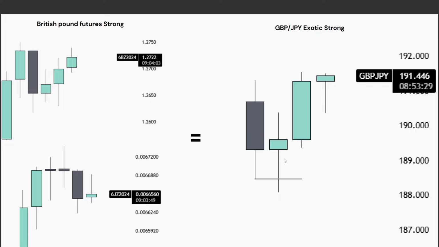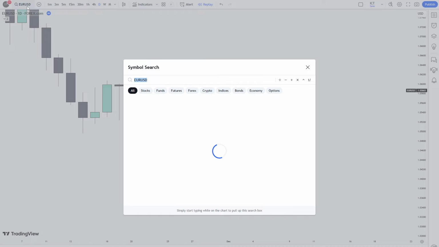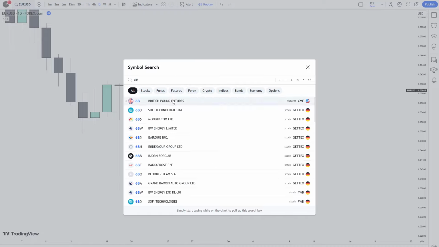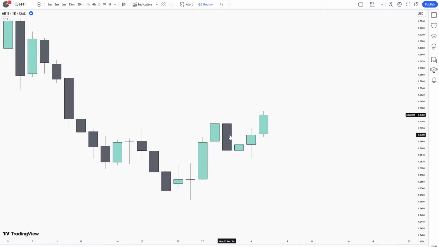Now we will go over some examples of trading the exotics and comparing the currencies. Starting with our first example, we will go over the strong versus weak pair in the exotic protocol. Usually the stronger pair would be the AUD or the GBP. So let's search for the GBP, which will be 6B, the British pound futures. Going into the British pound futures, it is trending to the upside on this day. We have a candle 2 closure and then expansion to the upside.